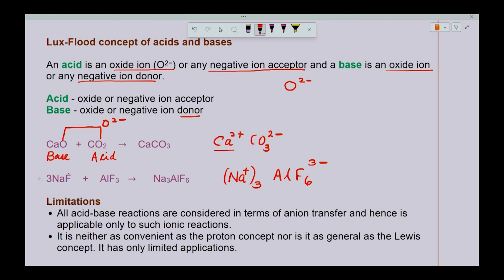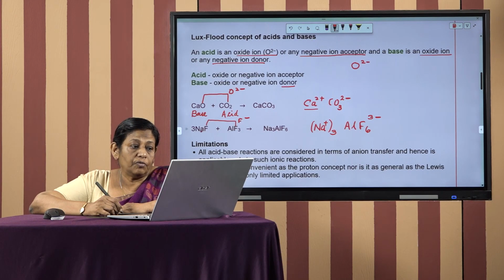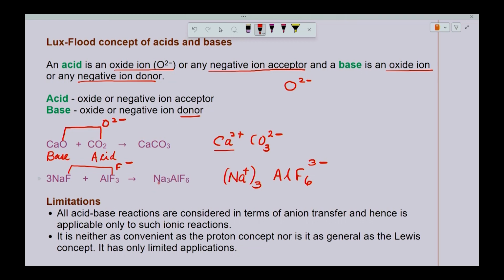and this is fluoride ion being donated, not oxide ion. So 3 of them get donated here, and this becomes AlF6. Since 3 fluoride ions come to it, it becomes 3-. Since each sodium loses 1 fluoride ion, it becomes Na+, and like that we have 3 sodium ions, and that compound is written as Na3AlF6. Now in this case, oxide ion is not donated. Here donation takes place of a negative ion and it accepts a negative ion.